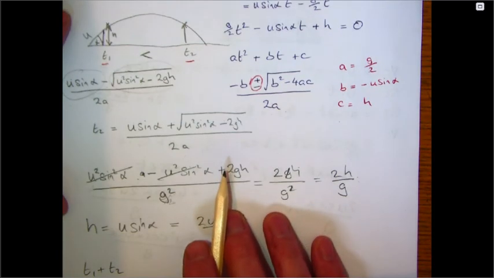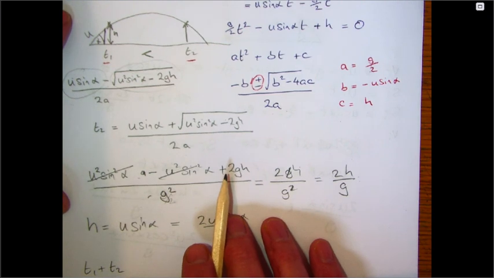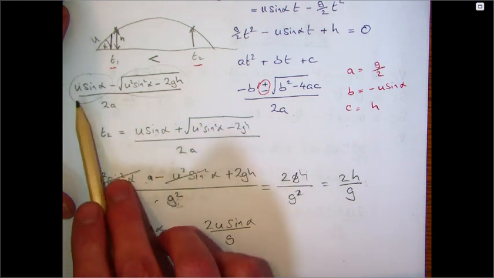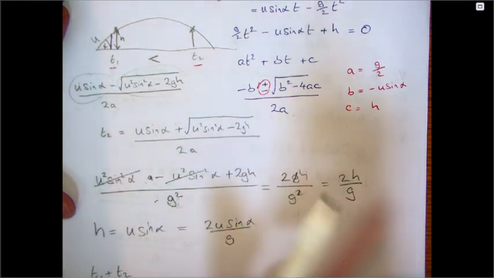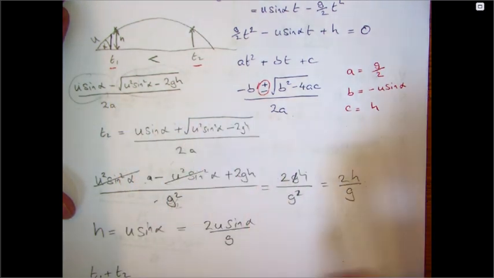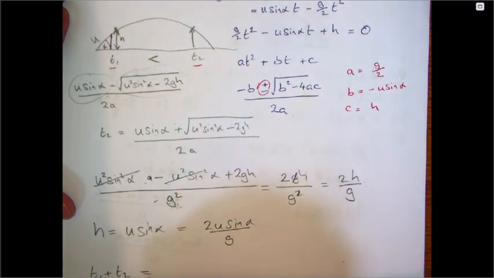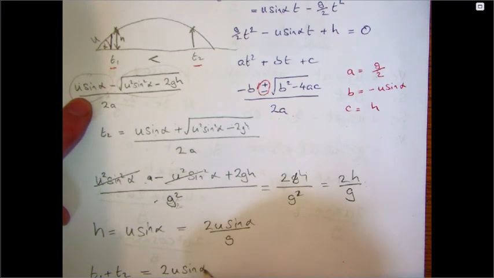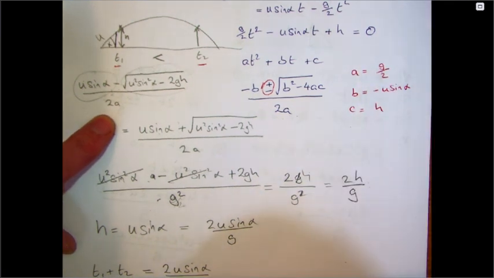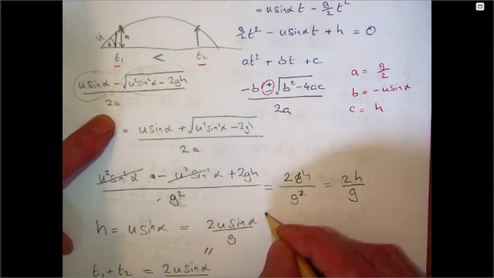If I come back up here, I am simply adding these two. Same common denominator, that's grand. The u sine alpha plus the u sine alpha become 2u sine alpha. The minus root plus the root becomes 0. So T1 plus T2 becomes 2u sine alpha, all over 2a, 2a being g over 2. So g, which is the same. Those two are now equal, and that comes from that. I hope you're happy.